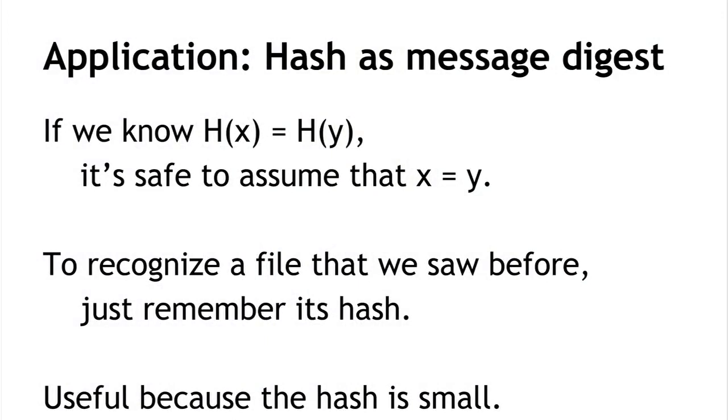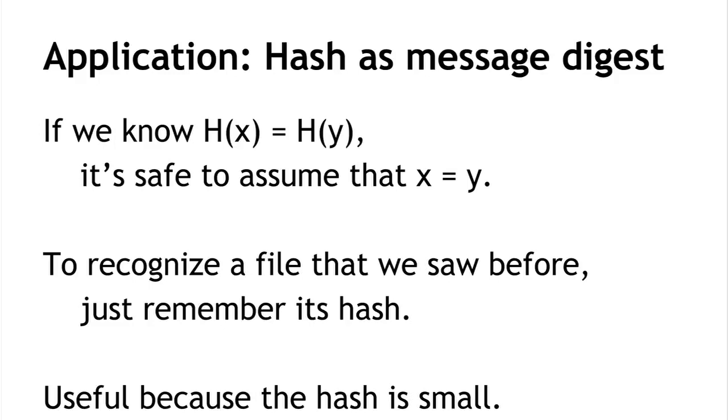If we can assume that we have a hash function that is collision-free, then we can use that hash function as a message digest. What I mean by that is the following: if we know that x and y have the same hash, then it's safe to assume that x and y are the same. Because if someone knew an x and y that were different but had the same hash, of course that would be a collision. Since there's no collision that we know of, then knowing the hashes are the same, we can assume that the values are the same. And this lets us use the hash as a kind of message digest.